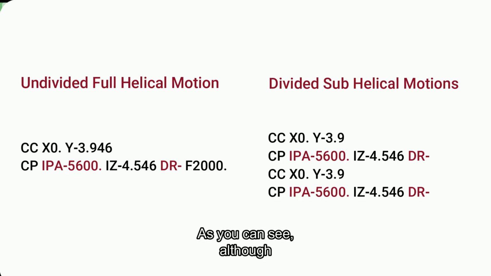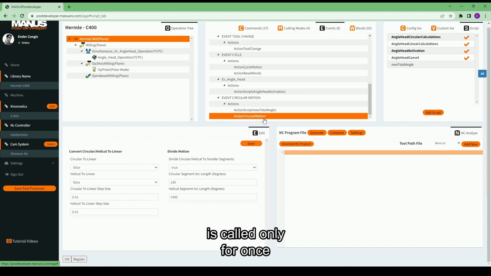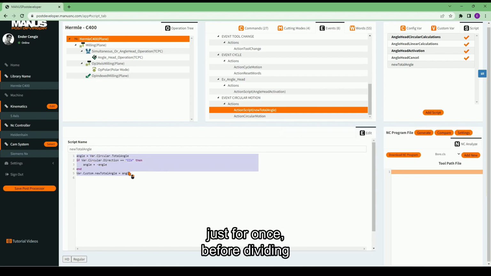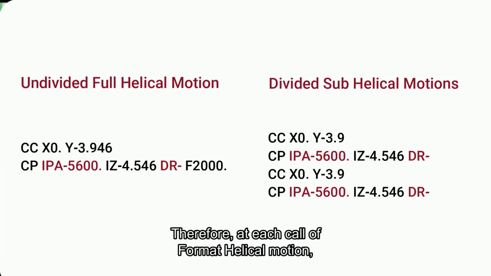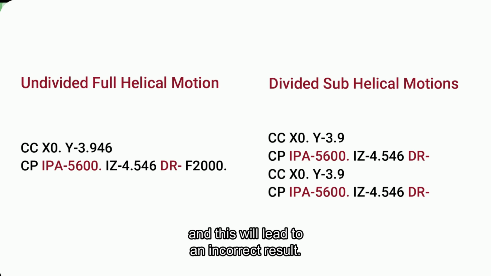As you can see, although the undivided version is correct, dividing the helical moves into subhelices creates a wrong result. This is because this script is called only once before action circular motion. This means that this calculation inside our script will be done just once before dividing the helical moves inside action circular motion. Therefore, at each call of format helical motion, the same total angle value will be used. And this will lead to an incorrect result. And this shows us that custom variables cannot always be used instead of formula variables.